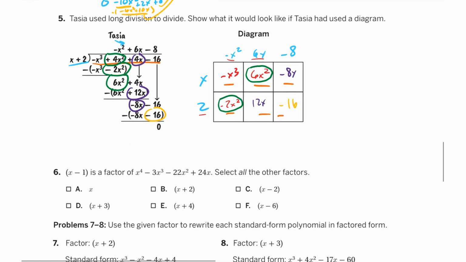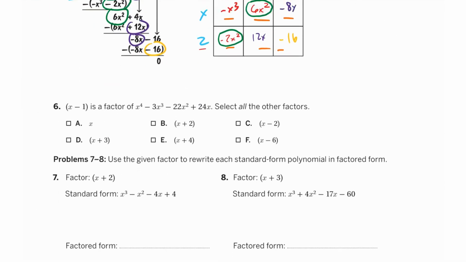All right, number 6, we got x minus 1 as a factor of this other term. Select all the other factors. So again, the first thing that I look at before I even start here is that each term has x in it. My recommendation is, hopefully you start seeing this pattern, that if you see a polynomial like this, the first thing you can do is take out a greatest common factor of x. And so really it's going to be x times, and then when I pull that out, I end up getting whatever is left over.